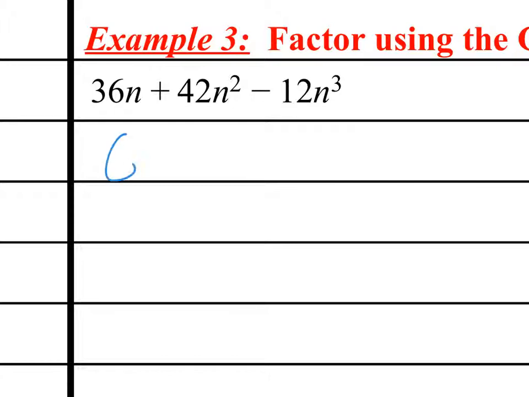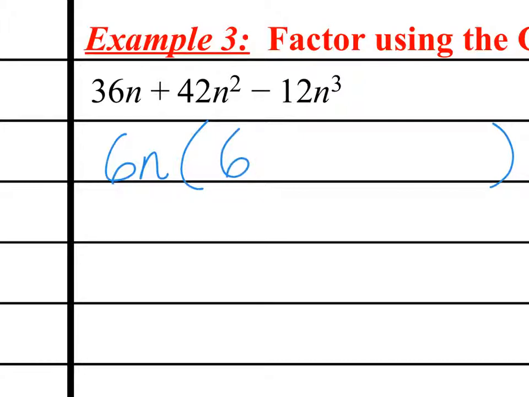Thank you, I heard it. 6. N squared, n cubed. What's the highest amount of n's you can take out? 1, 2, or 3? 1. So 6n is your GCF. Now in parentheses, you'll have what's left to multiply to get that. 6n times what gives me 36n? 6.